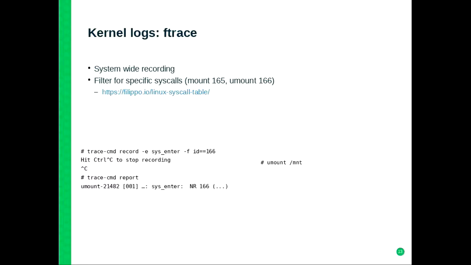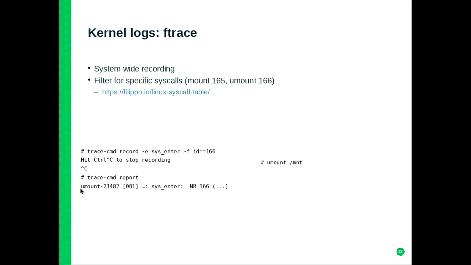You can also do system-wide recording. You don't have to record a single process. We had a bug, for example, where something on the customer's system was unmounting his share, and he didn't know what or when. So I told him to run this, and this would record all system calls of ID 166, which happens to be the umount system call. As a demo, if you run umount at the same time; in the customer case, he let his system run for a while. Then you run the report command, and you see what actually called this umount.